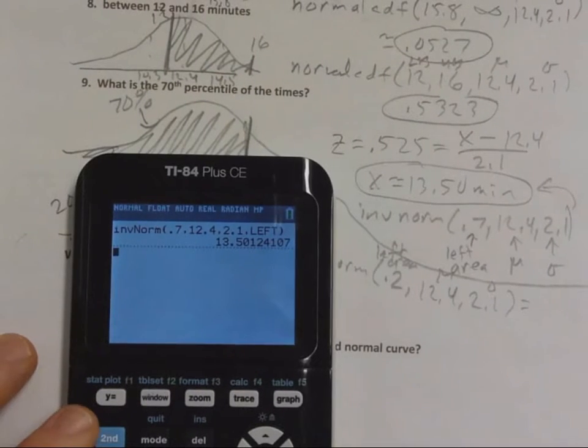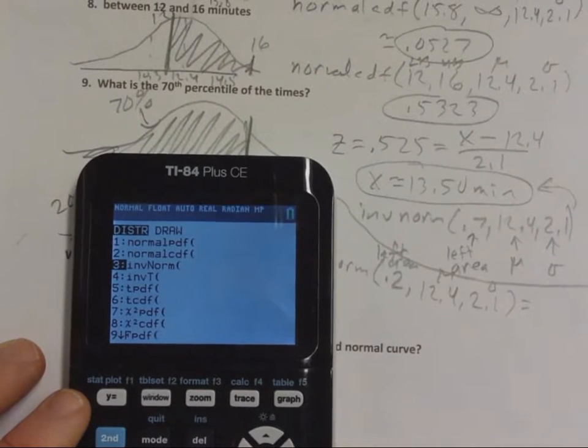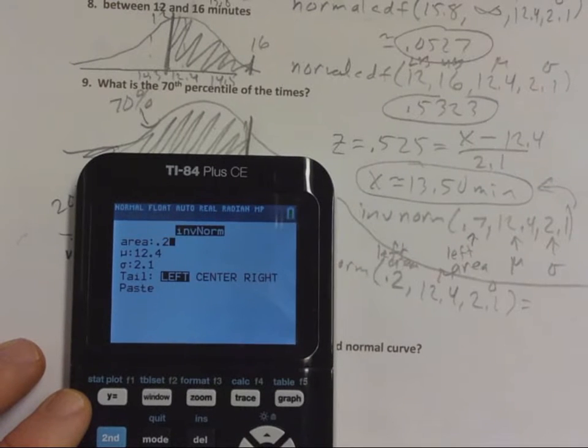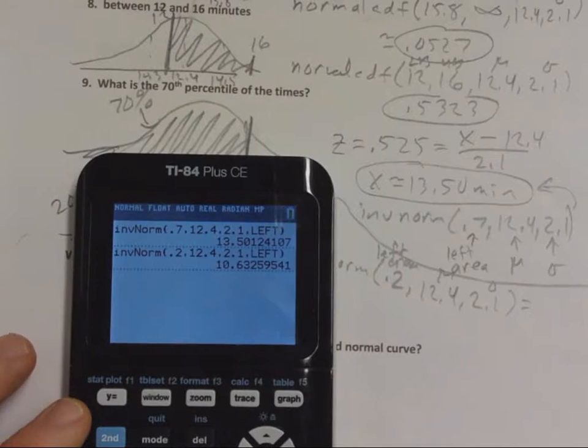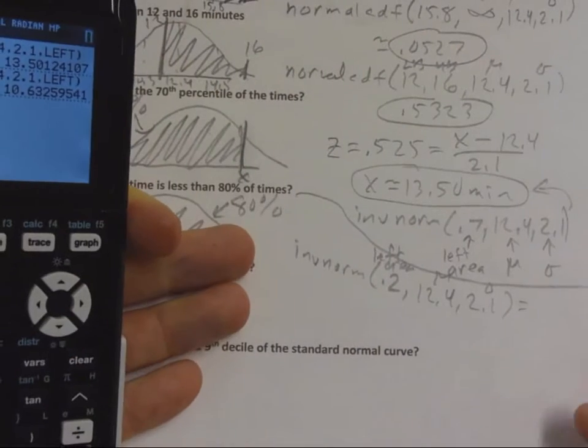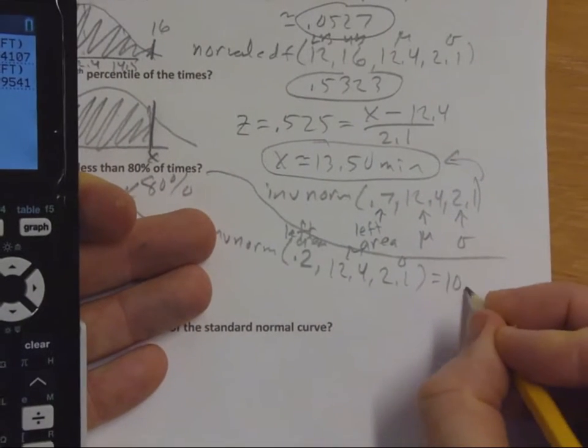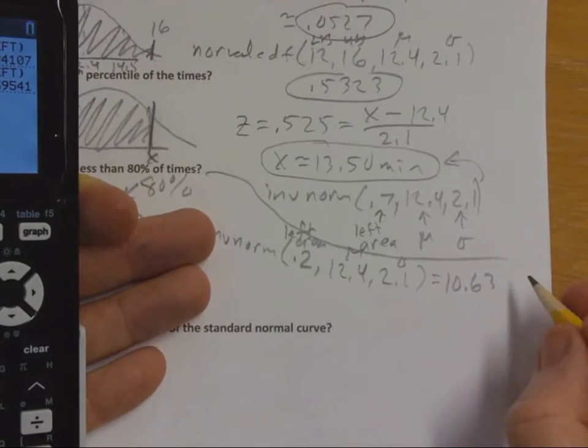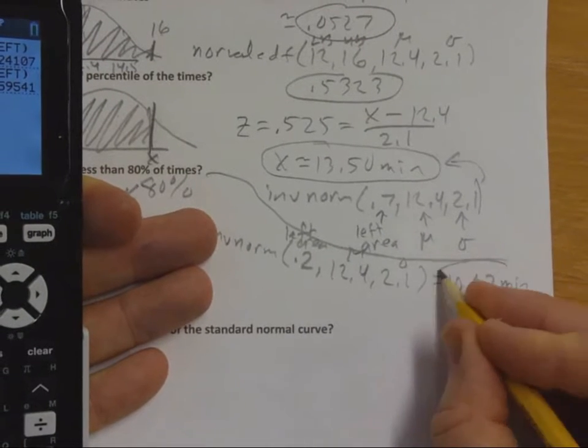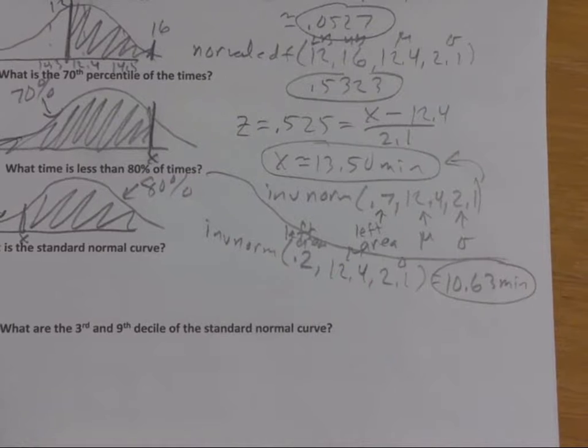All right, and so what we'll do, second distribution, inverse norm of 0.2. There's the mean, there's standard deviation, left area. And so we get 10.63 approximately. So that would be 10.63 minutes. There we go. So that is how you do that.